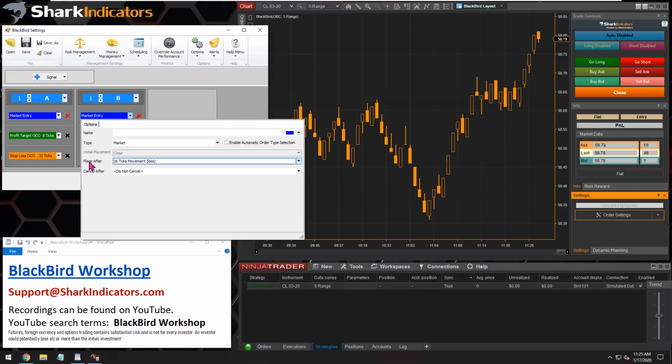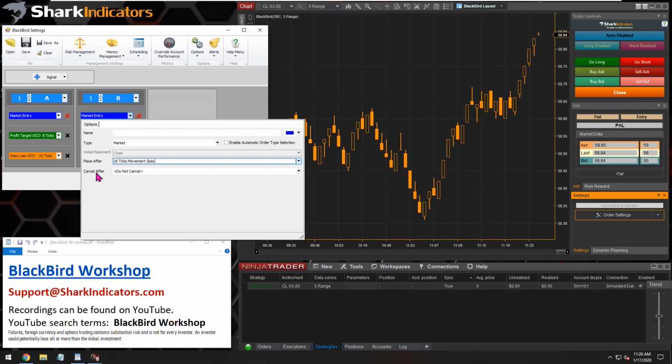So there we go. So we have a place after condition. So basically the entry order for B is now conditional, and it only gets placed after a 16 tick movement of the market in a loss direction, right? Now, the other thing we need is whenever you use the place after, you need to use the cancel after as well, because otherwise order B will be left in a pending state eternally.